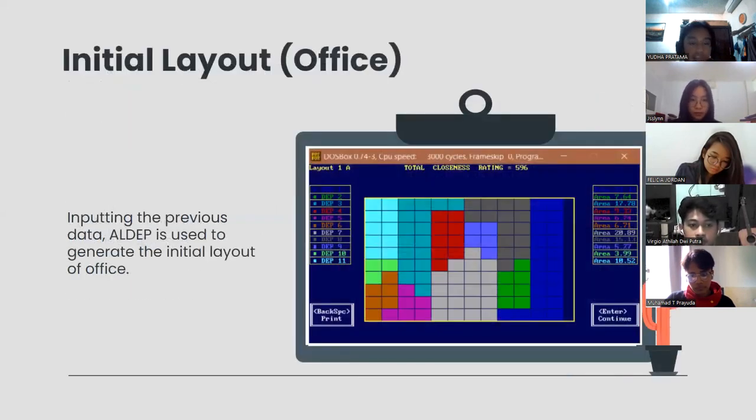Okay, next is the initial layout for the office. LDAP is used to build the initial layout of the plant and office once the preceding data has been entered. Next slide, please.